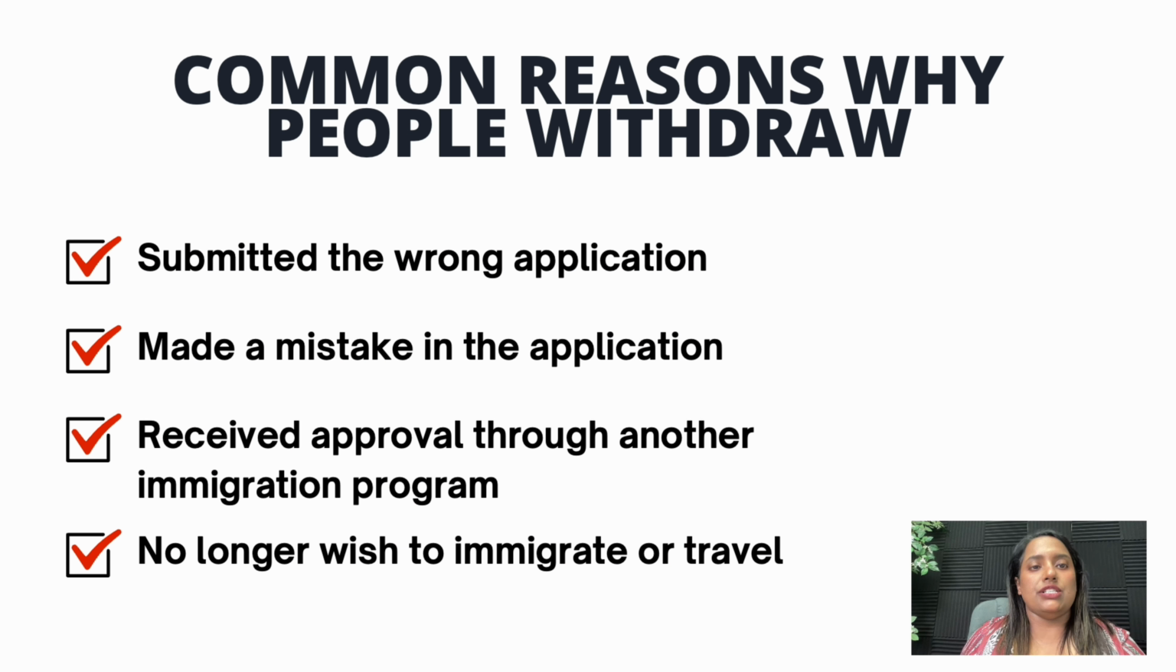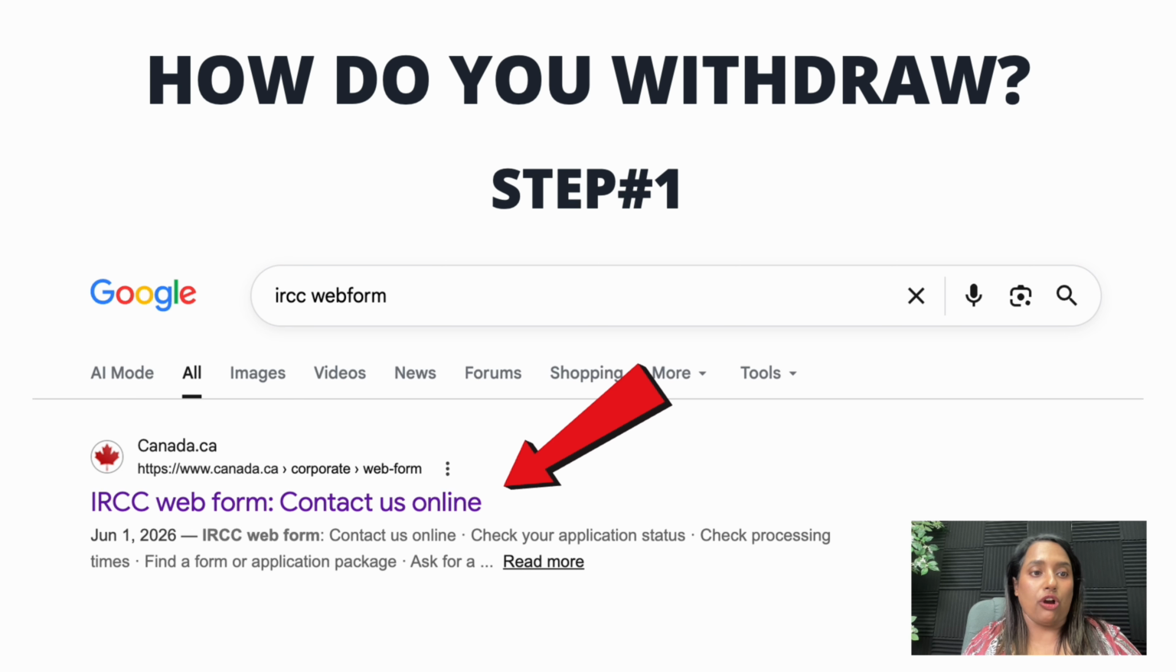So common reasons why people would withdraw an application are in some situations like submitting a wrong application, or you no longer wish to sponsor your partner, or you no longer want to travel to Canada. You want to basically cancel that application, you would use the withdrawal application, or you received approval from another immigration program. These are all common reasons why someone would withdraw an application.